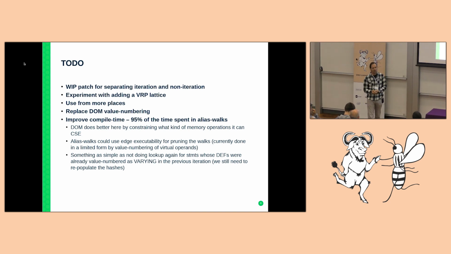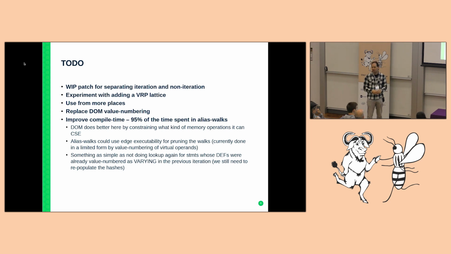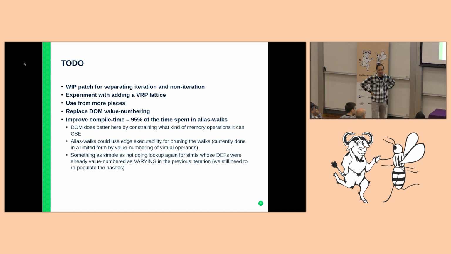Yeah, I want to use the range-based API from more places. Like I said, I had some examples at the beginning of the talk. I'm not sure if the VRP or use for more places are going to happen for GCC 9. I guess if there's a motivating, obvious case, then yes. Otherwise, we can just wait and see and iron out the bugs in a state where we can easily roll back to the old SCC-based value numbering.